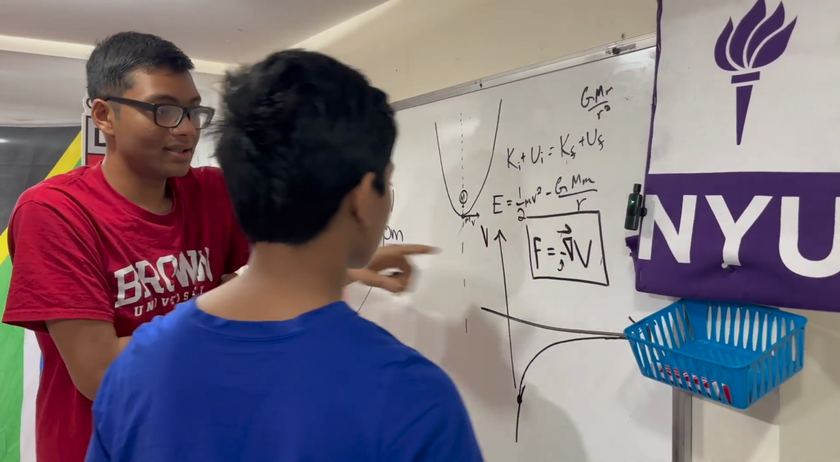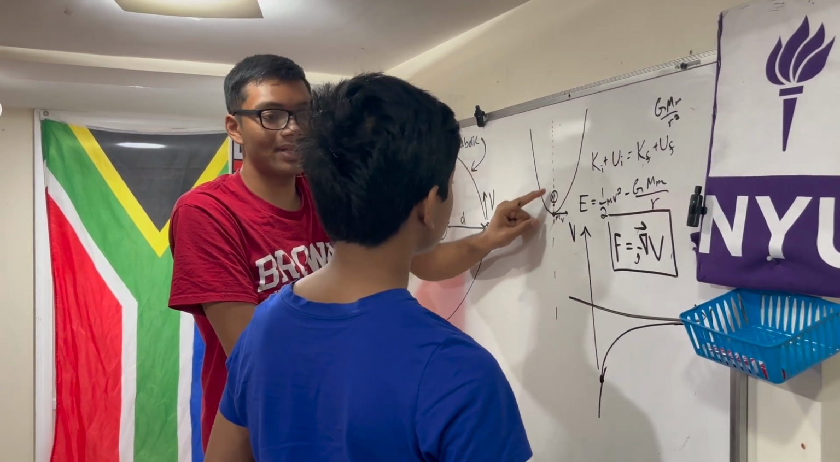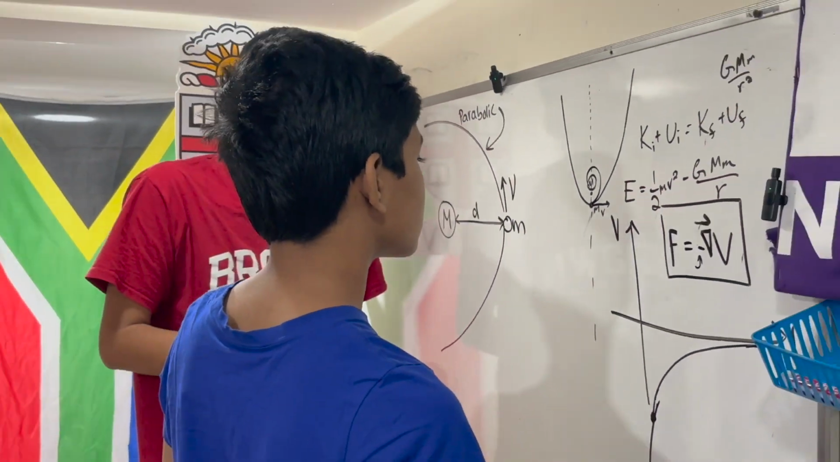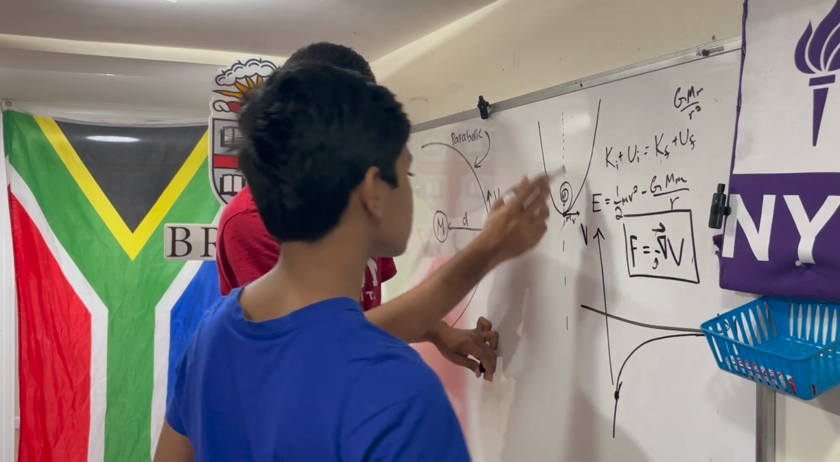So that means basically the rocket is going to fall into the planet. The rocket will fall into the planet if there's only gravity. But that means this obviously doesn't happen for the parabolic orbit.